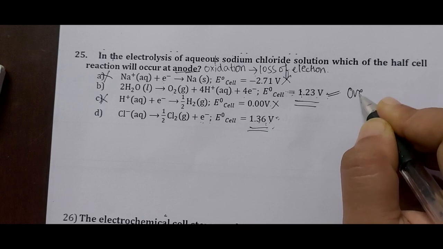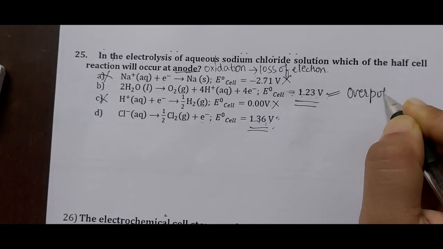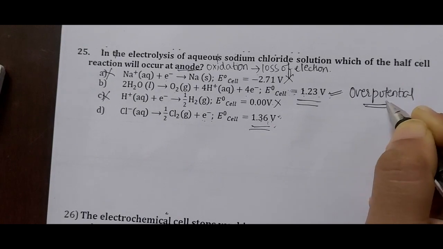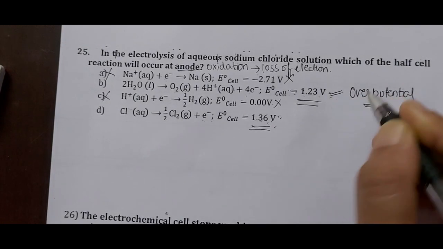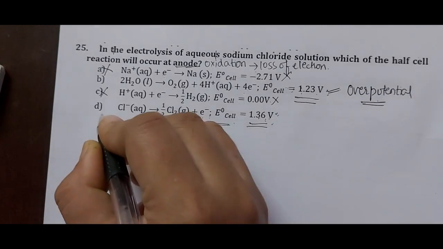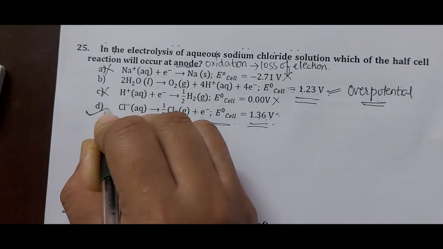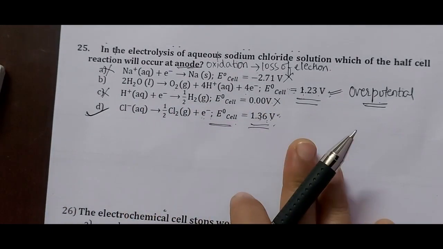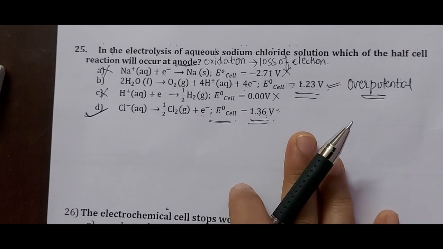But it needs an overpotential. Overpotential means extra energy for the reaction to occur. Because of which, this is the reaction that is preferred at the anode, and the reaction taking place at the anode in the electrolysis of aqueous sodium chloride is the conversion of chloride to chlorine gas by the loss of electron, and hence the correct answer is option D.